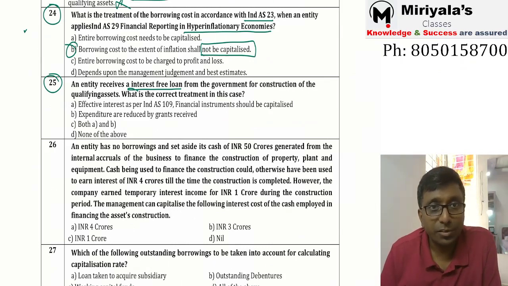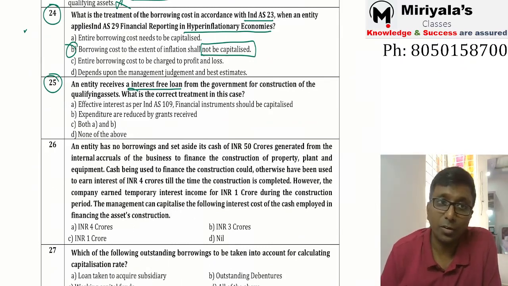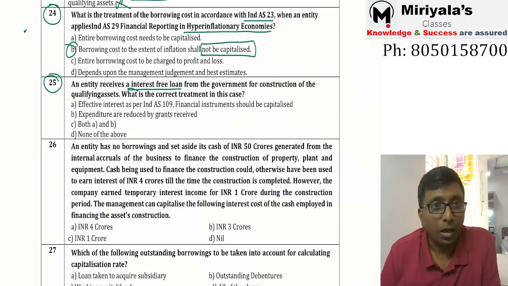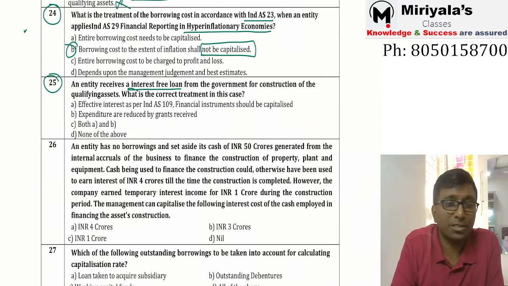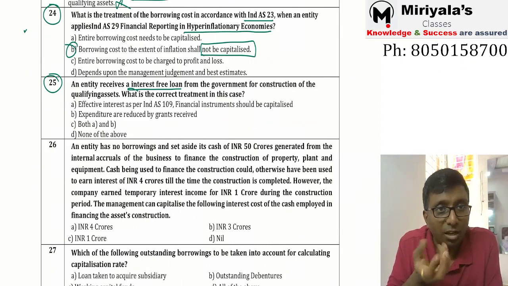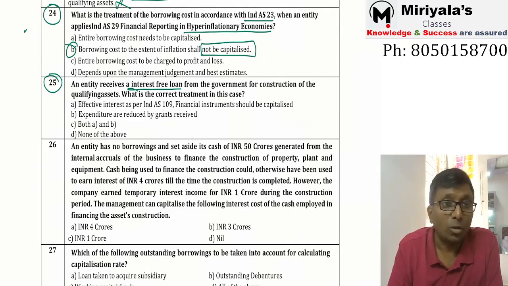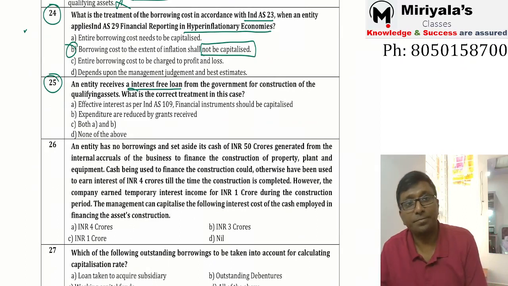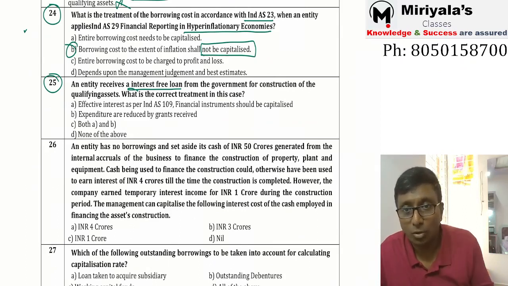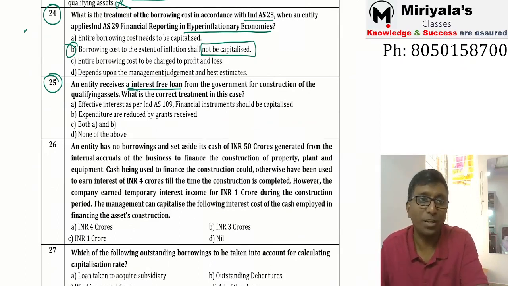Entity receives interest-free loan from the government for the construction of a qualifying asset. Agreed. So effective rate of interest under Ind AS 109 is supposed to be capitalized. Expenditure are reduced from the grants received. Why? Okay, both A and B, none of the above. What do you say? None of the above is wrong, no doubt.